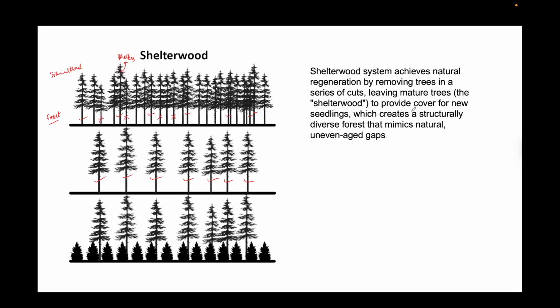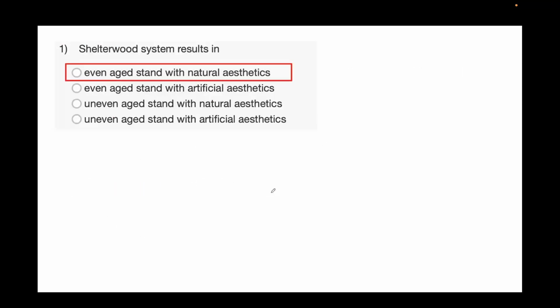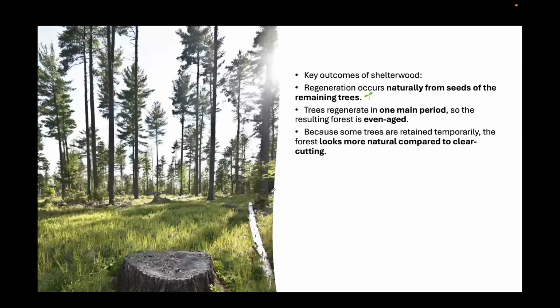And why do you do that? This provides cover for the new seedlings. So now whenever there are new seedlings, these will be protected, and this is often seen with shade-bearing or shade-tolerant species. There are many plants which require shade in their early years to grow properly. The shelterwood system is one such system which benefits those kinds of plants, and it creates even-aged stands with natural aesthetics.